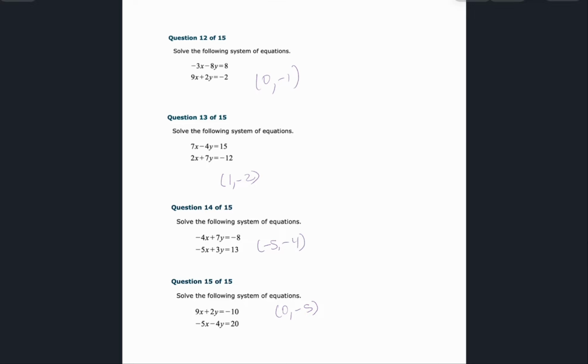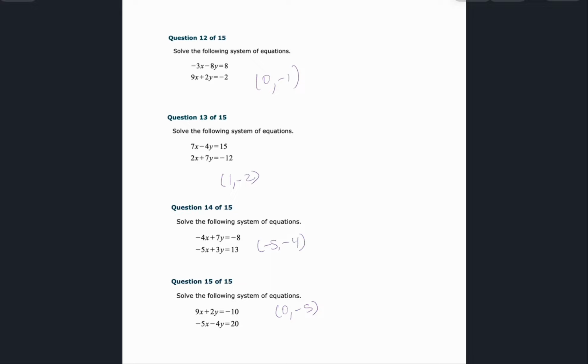So those are solutions to those. If you want to write those down, then you can have that as a way to check your work. So question 12, the answer would be (0, -1). 13, the answer is (1, -2). 14, the answer is (-5, -4). And 15, the answer is (0, -5).